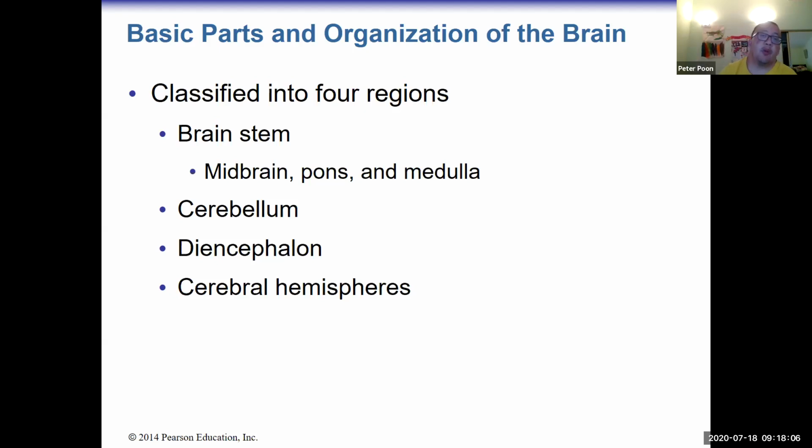The brain is classified into 4 regions: the brainstem, the cerebellum, the diencephalon, and the cerebral hemispheres.